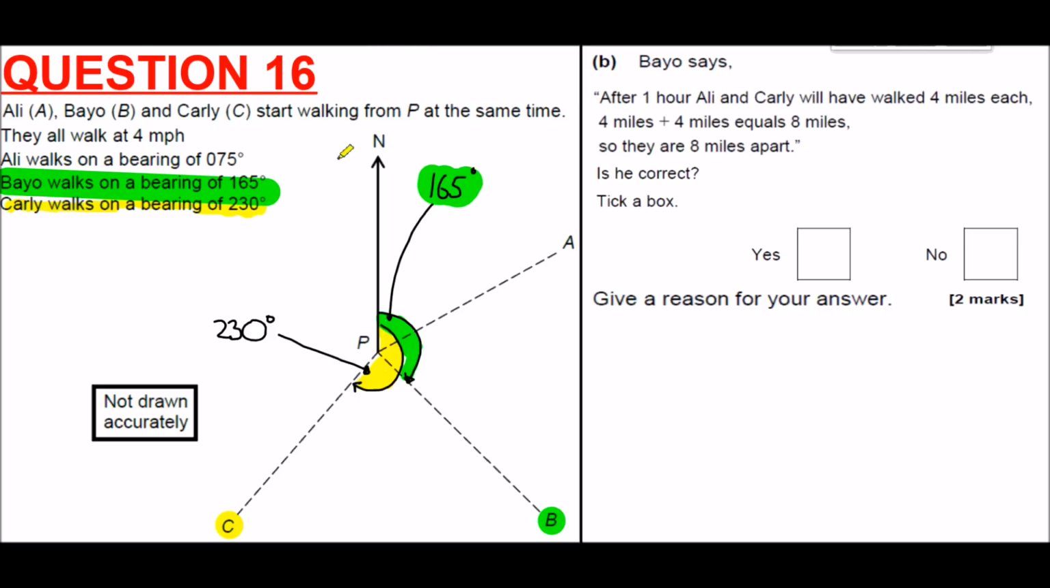And finally, we can do the same now for Ali. So Ali walks on a bearing of 75 degrees, we've been told. So what that means is, from here, from north until we face A for Ali, this will be a 75 degree bearing. So I'm just going to finish off my little highlighting task I've set myself. There we go. So now we can focus on what Bao is saying.